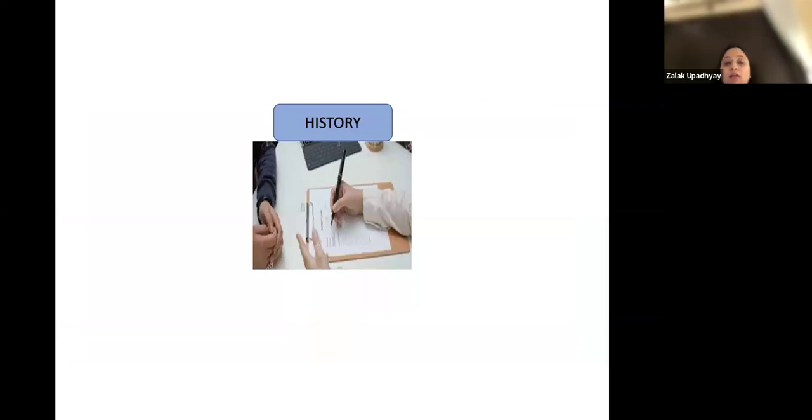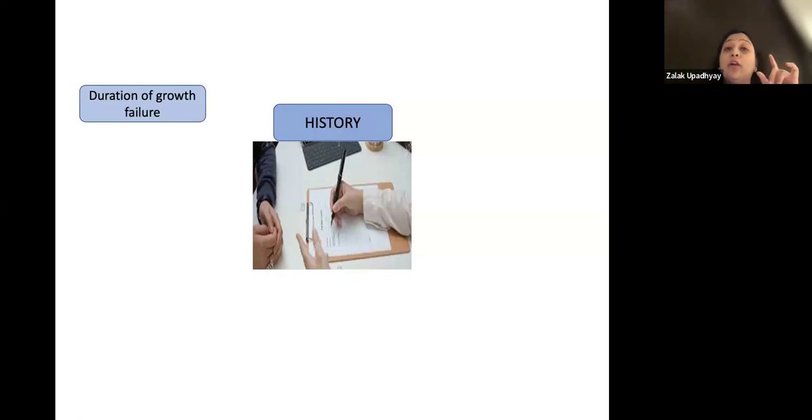So now I'll go a little faster, because I have told you how to see height age, weight age, calculation, everything. Now, what things do we need to ask when we take history? Duration of growth failure. Now, that is very important. From when did it start? So that we come to the sequence of events.